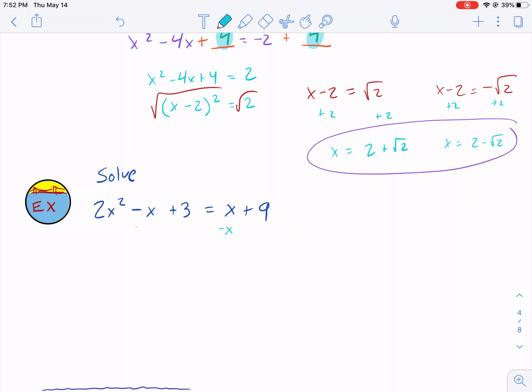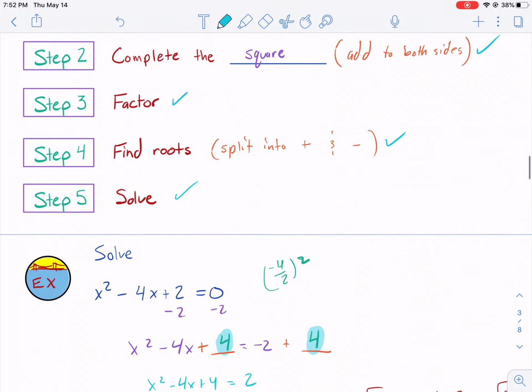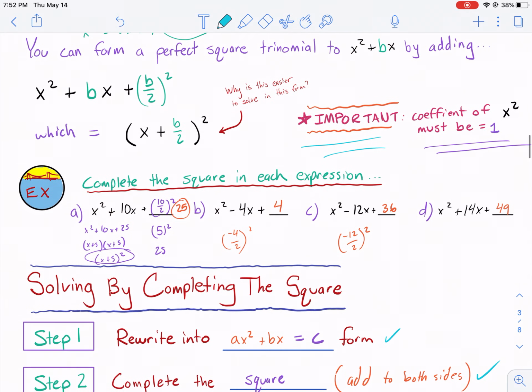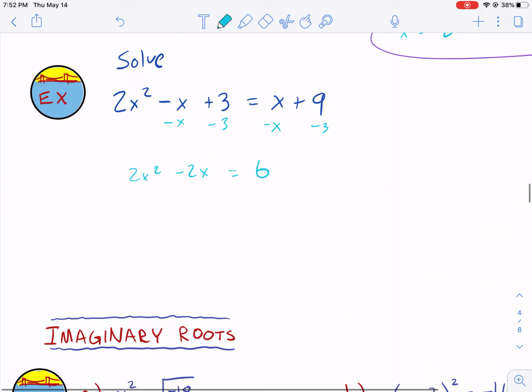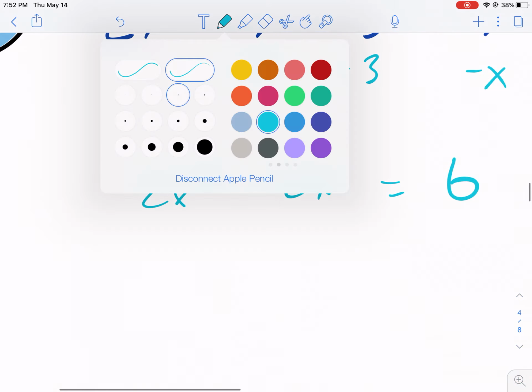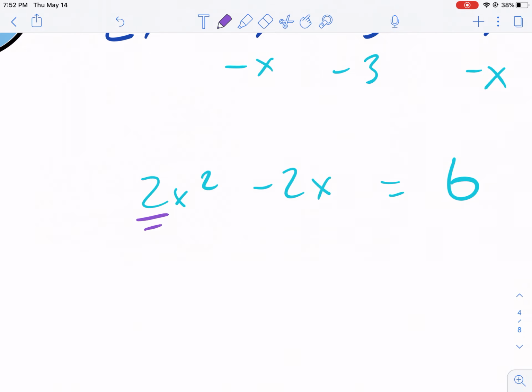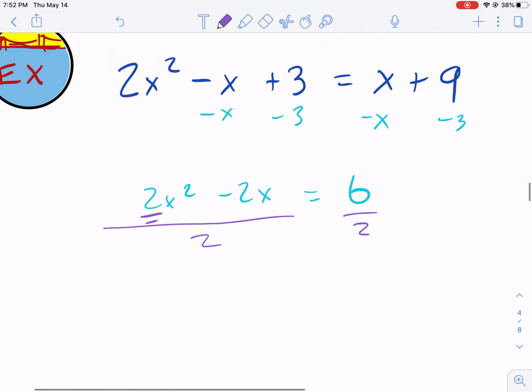So I'm going to subtract x from both sides. I get 2x squared minus 2x minus 3 equals, that's 6, isn't it? 9 minus 3 is 6. Now, an alarm should be going off. Important: the coefficient must be 1. The coefficient of x squared right now is 2. So what do we do? I have to divide everything by 2 to get rid of it. If there's a coefficient in front of x squared, you need to get rid of it.